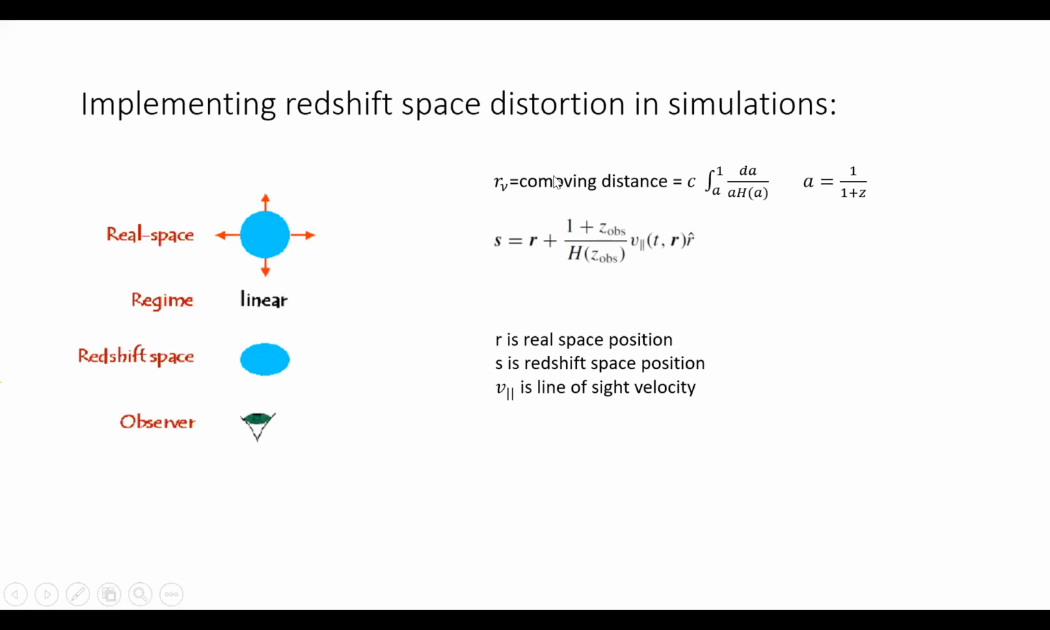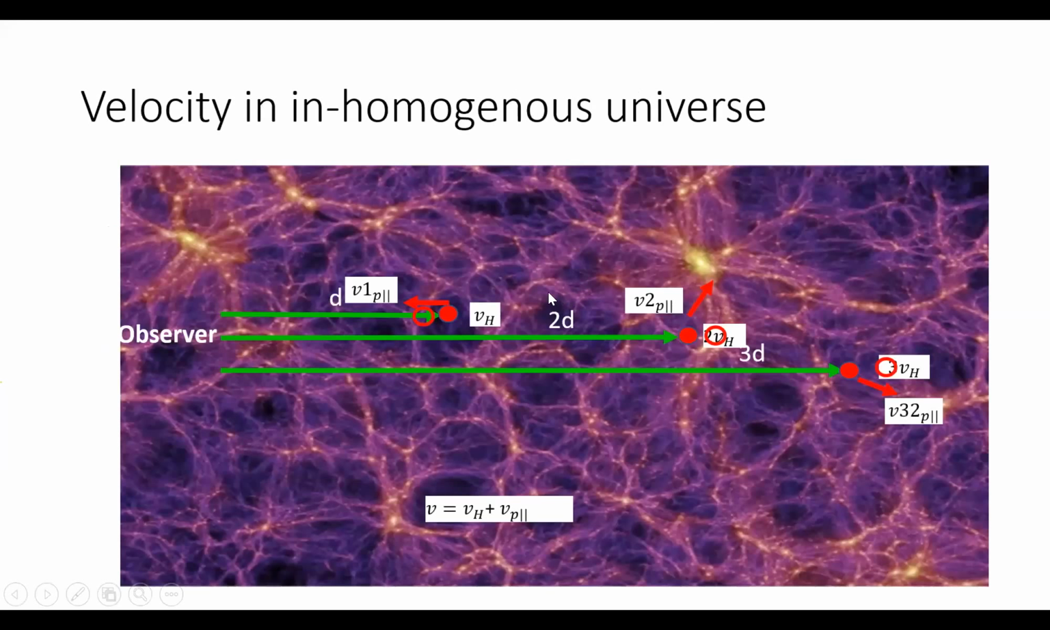So if you look at the previous picture, the apparent location of an object will be different if you are in redshift space. For example, this object may appear here, this object may appear here, and this object may also appear here. The location will change along the line of sight direction only. It will not change perpendicular to the line of sight, because the perpendicular component will not alter your apparent locations.